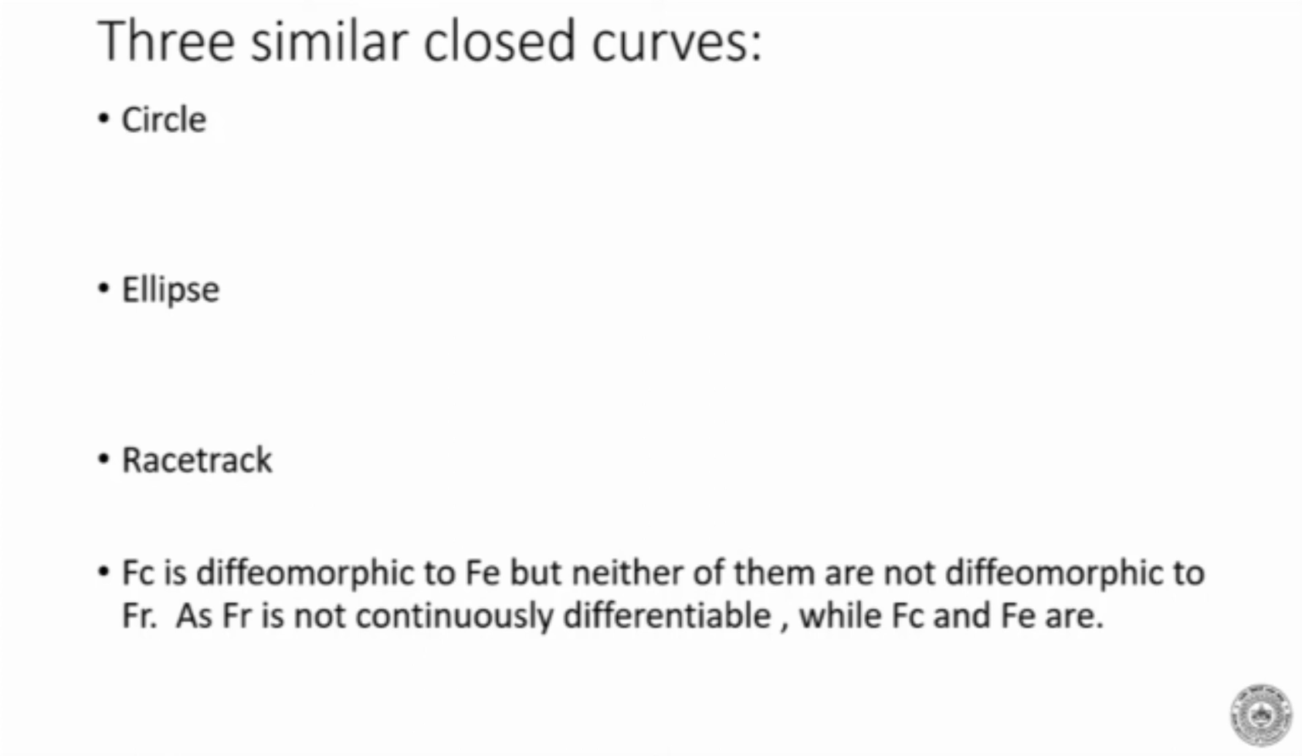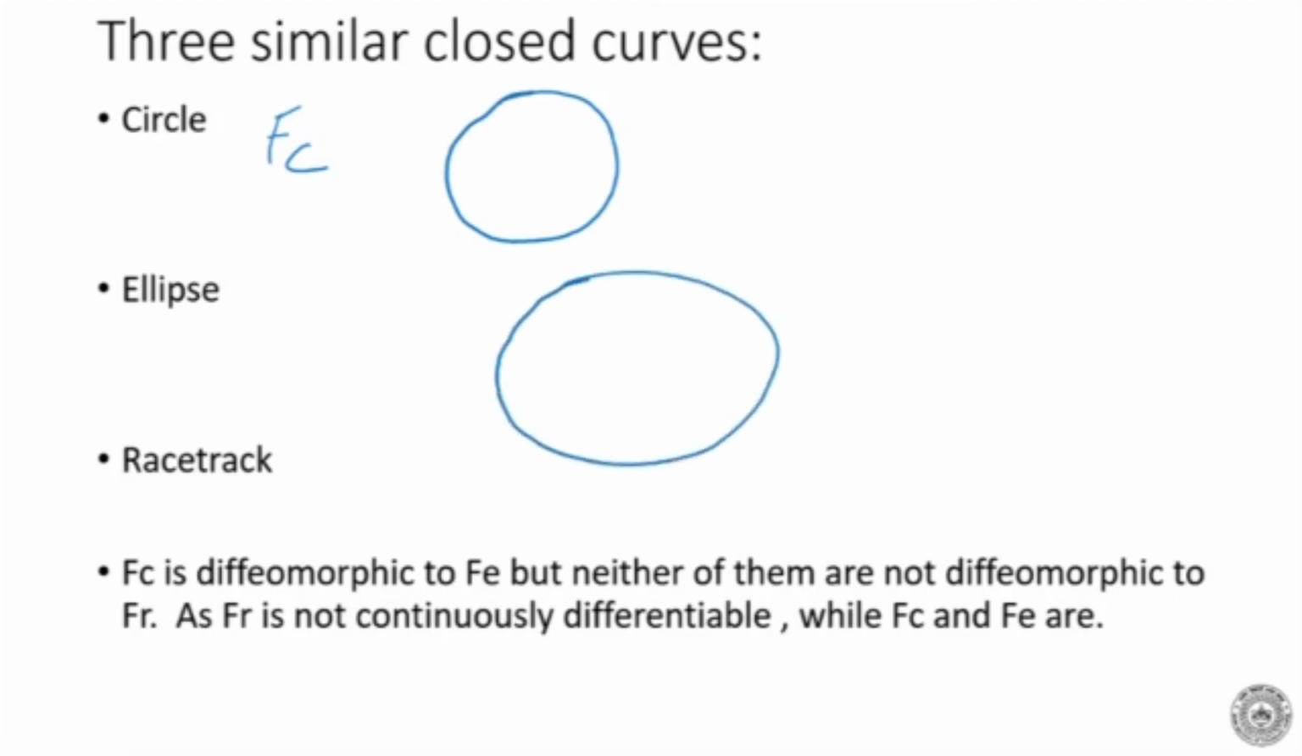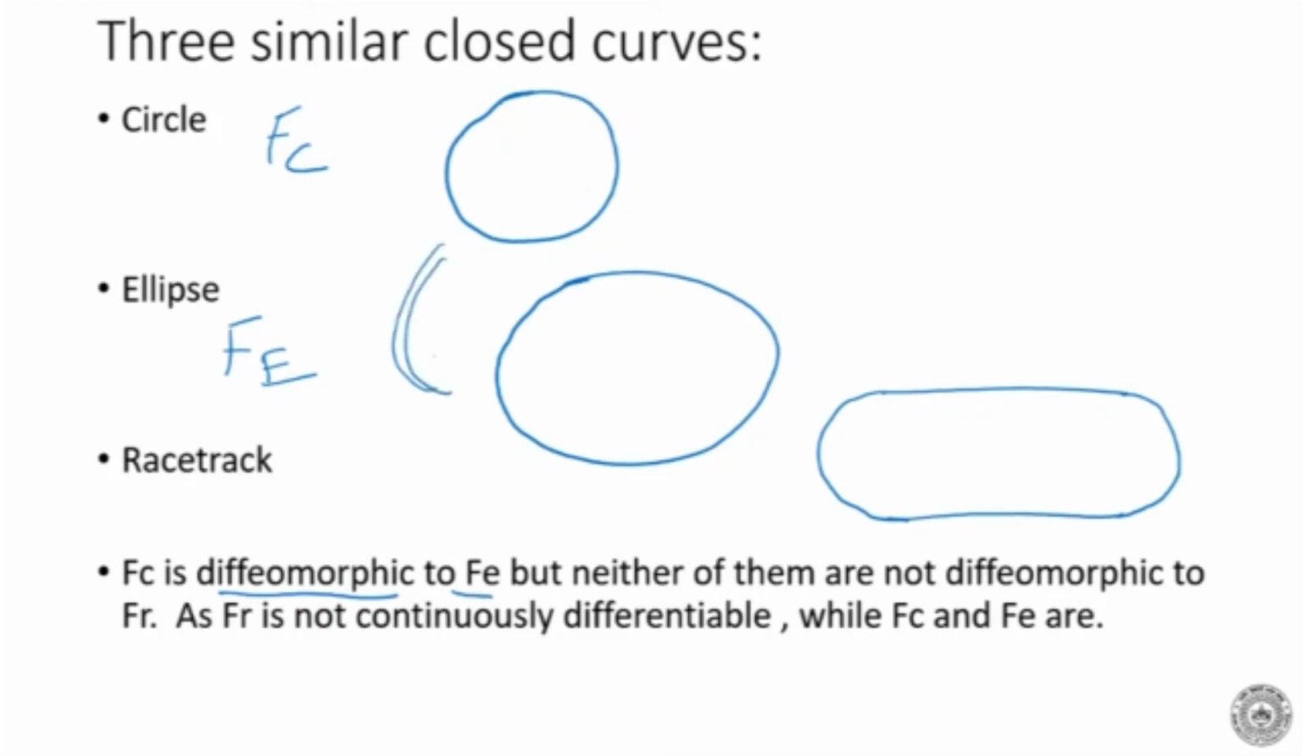Now, for example, cases where the mapping may not exist, the inverse may not exist, or it need not be continuous is, for example, you have a circle. So we can call this FC. It's a circle, for example. The ends have to meet. So this is a circle, and this is an ellipse, let's call it FE, and we have a racetrack. A racetrack is two straight lines joined by two semicircular pieces. Now FC is diffeomorphic to FE, but neither of them is diffeomorphic to FR, the racetrack.